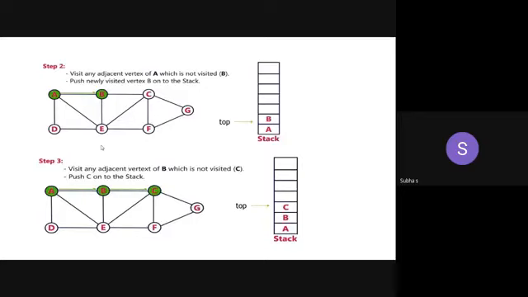If it is already visited, no need. You have to go to that next adjacent vertex. Here we are starting from A only, so B is not visited. So what you have to do, push B onto the stack. Push the newly visited vertex B onto the stack.